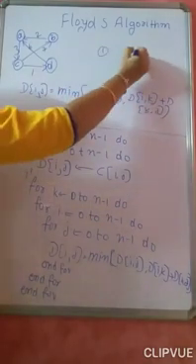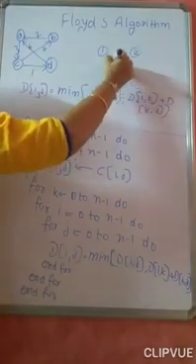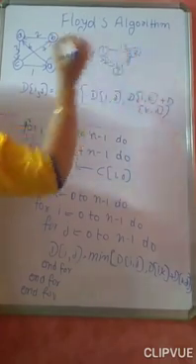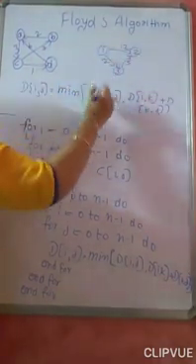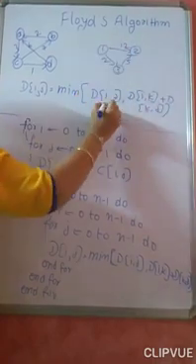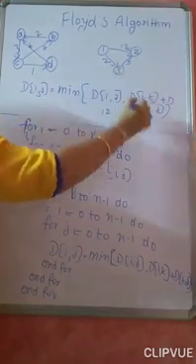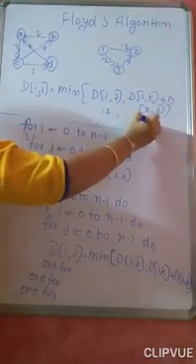It is very simple. Suppose I am having a path like this. This is 12, this is 2 and this is 5. So the direct distance, the previous distance from 1 to 2, is 12, and through 3 it is 2 plus 5, that is 7.